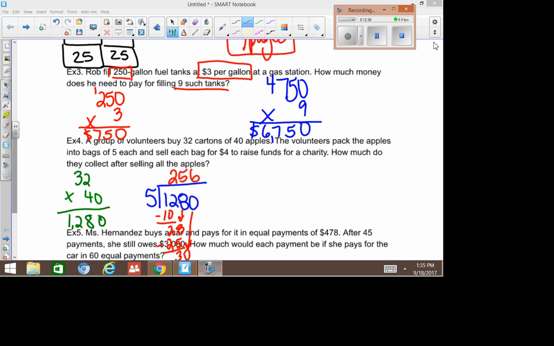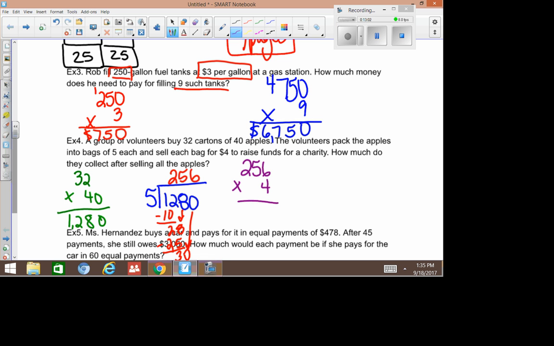So each one of these bags is for $4. Who can raise their hand and tell me what I need to do now? Trey. Each one of these is $4. I could count by 4 all these times, but good Lord, how long is that going to take? So I'm going to multiply. 256 times 4.